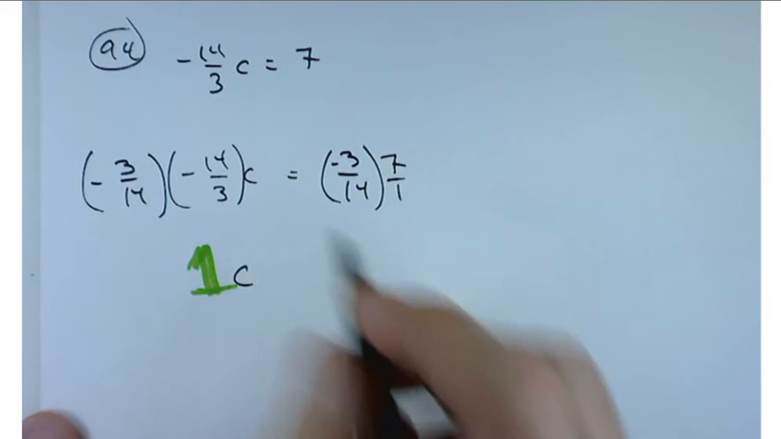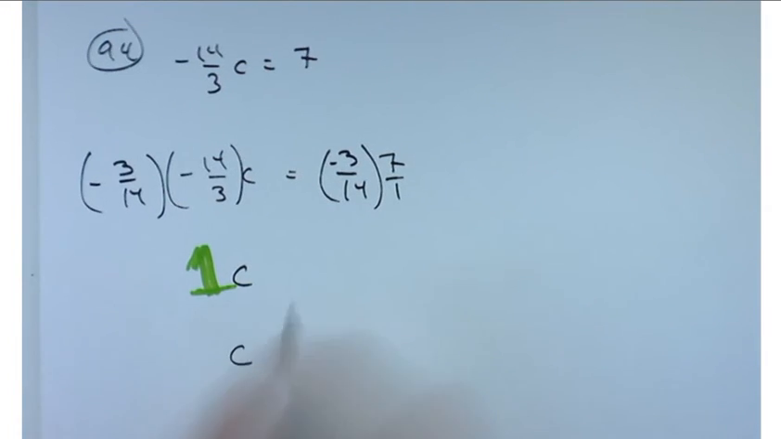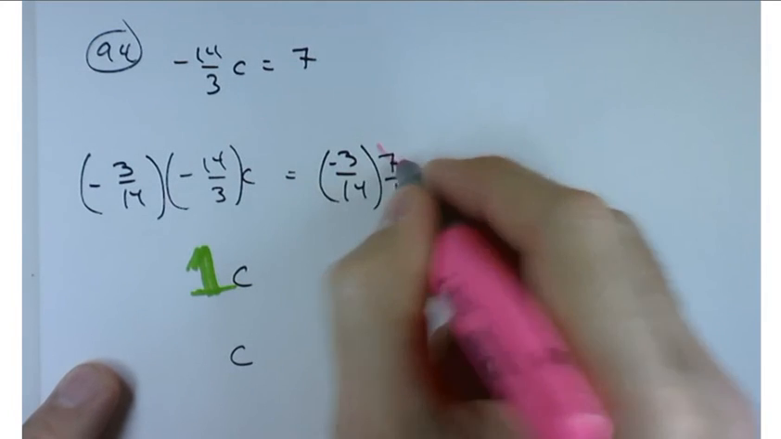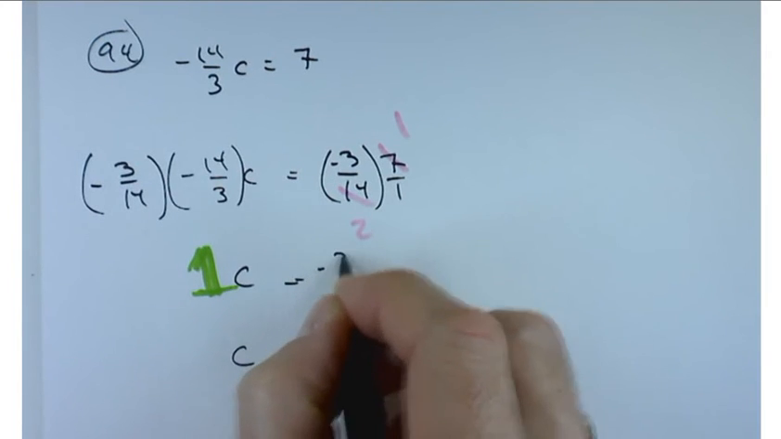So I'm just going to get 1C. In fact, better yet, just a C. On the right-hand side, I do get some simplification. Yeah, you can cancel the 7 and 14. 7 goes into 7 once and into 14 twice. What's left on the right-hand side? Negative 3 over 2.